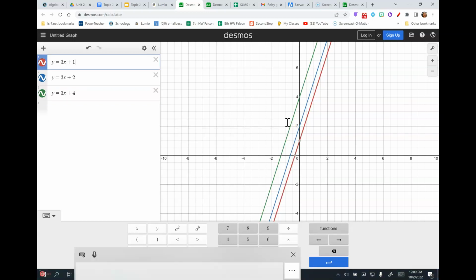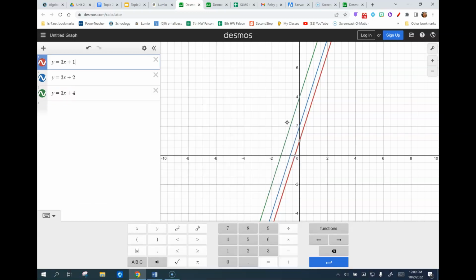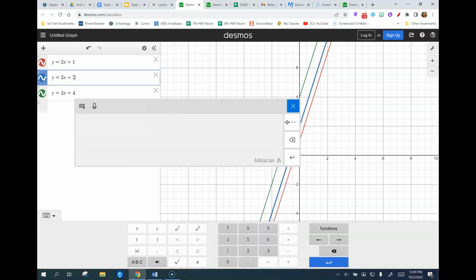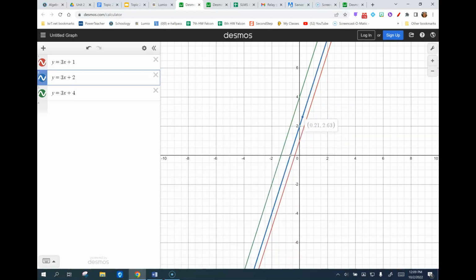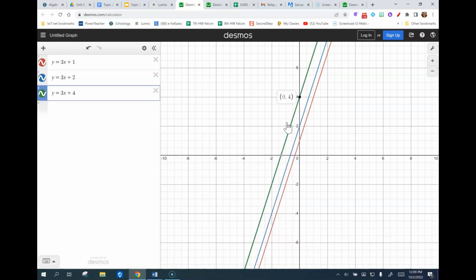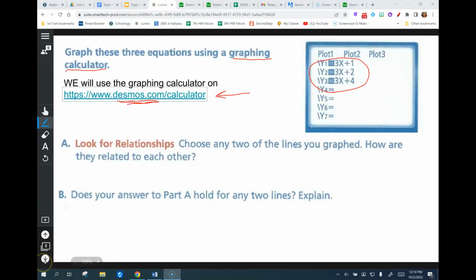Okay, so my red line, right here, and I can show you my red line. If I want my blue line, I've got this line right here, and of course my green line. So look at all those. Now go back to your book. What do you notice about these three lines? So it says choose any two of your lines to think about. You graphed, how are they related to each other?